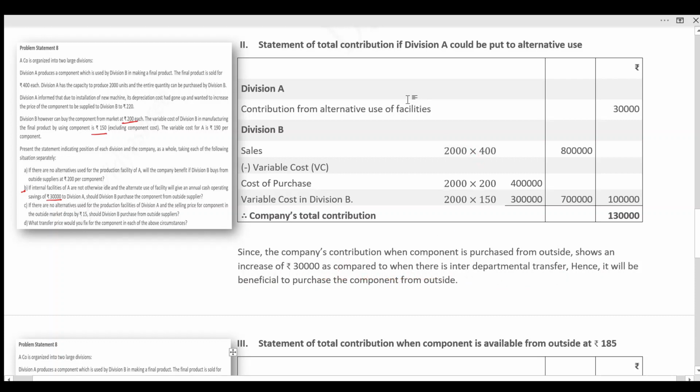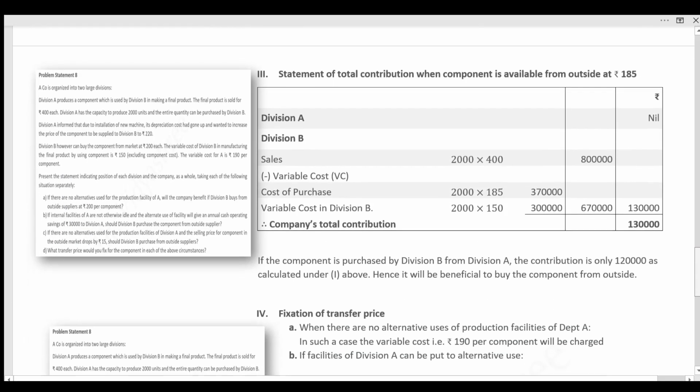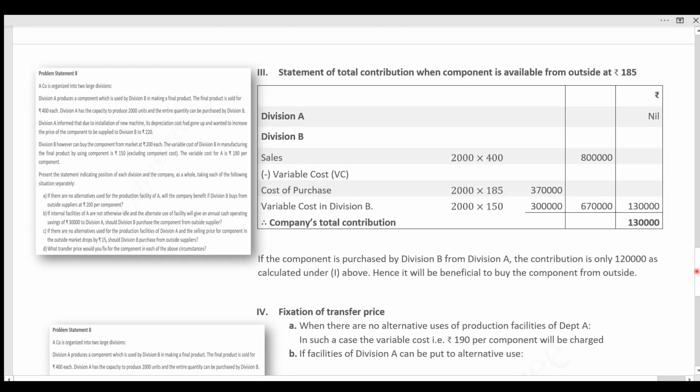That is, as you can observe here, the division A contribution is 30,000, when division A is put to alternative use. Because of this increase of 30,000, we can comment that this is more beneficial, that is, division B can purchase the component from outside, since as a whole for the company it is resulting in a profit of 1,30,000. Let's move on with the next thing, that is the statement of total contribution when the component is available from outside at rupees 125.